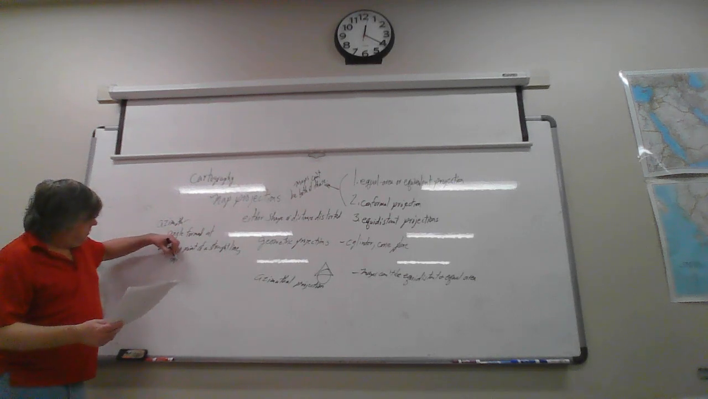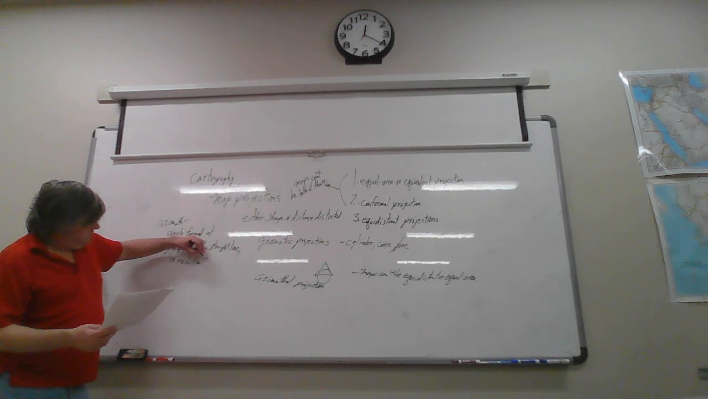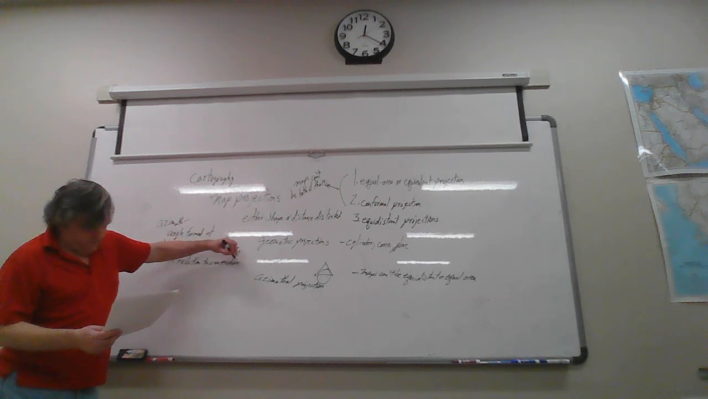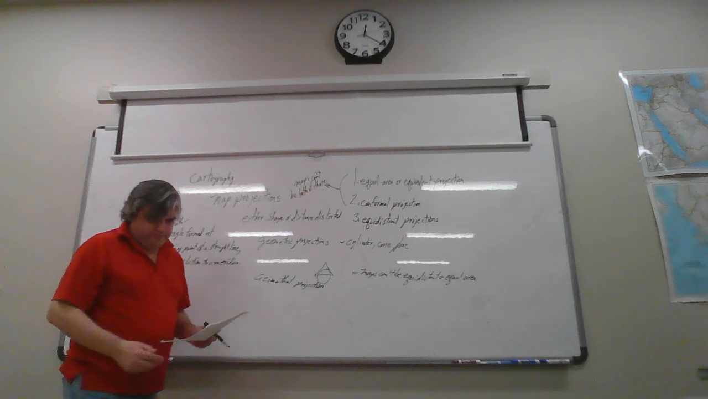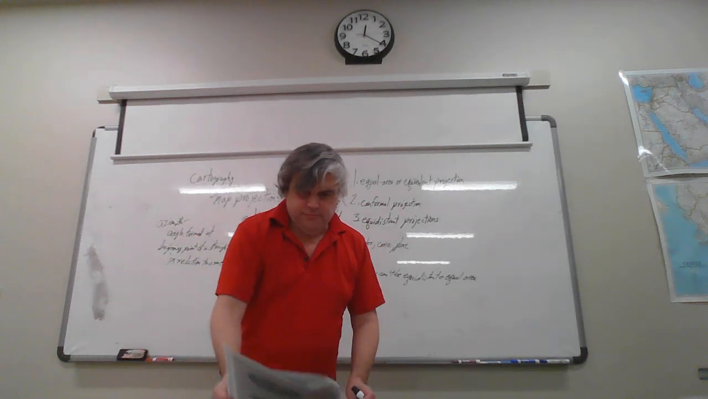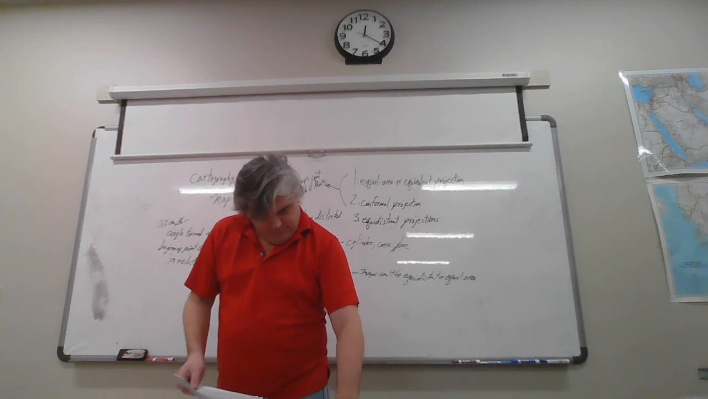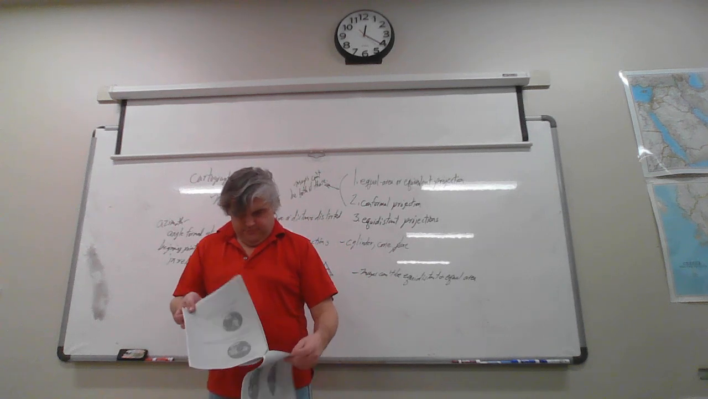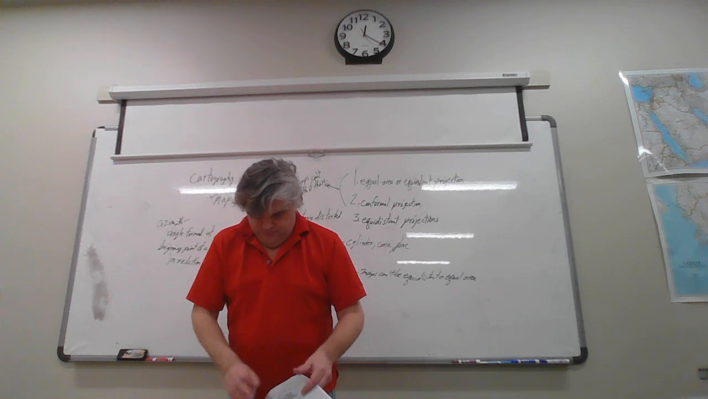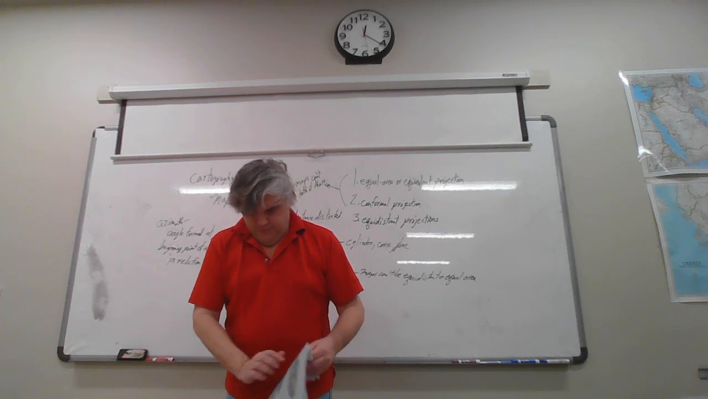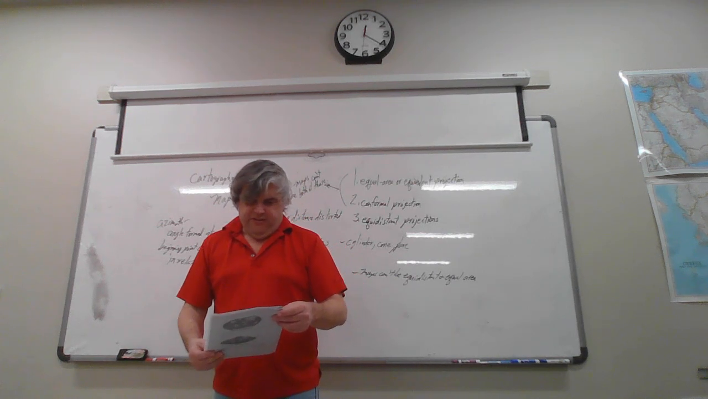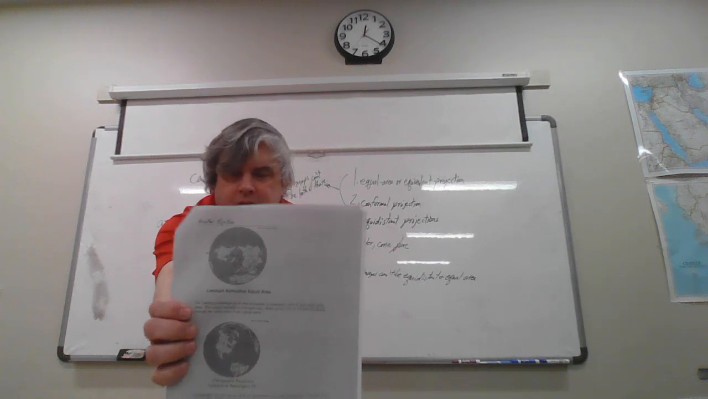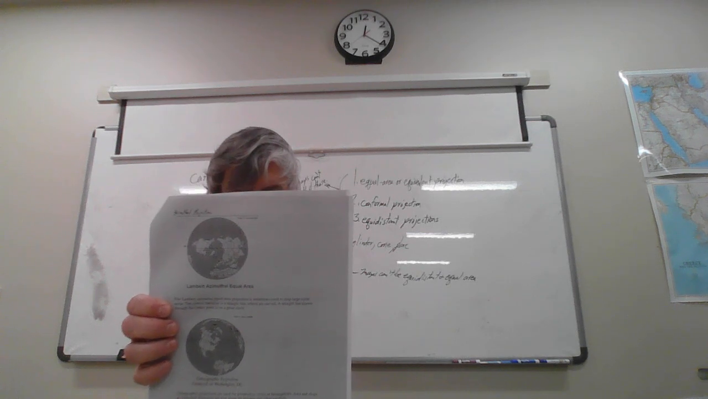Usually in relation to the meridian. In relation to a north-south line. Okay. So that's what we got here at page 6. This one we only see one hemisphere. That is an azimuthal projection.